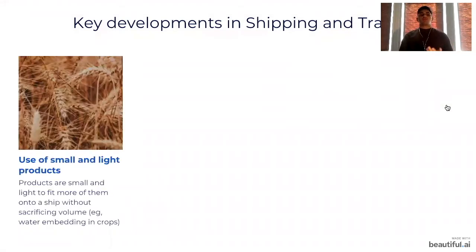So the use of small and light products was very, very interesting. Previously, whatever the product was, it was just sort of stuffed into a cargo ship or a sail ship back then, and it was just transported all the way over. But that wasn't very efficient, right? It wasn't a very productive use of space specifically. And so the use of small and light products means that we can utilize space much more efficiently. So I'll give you an example, right?